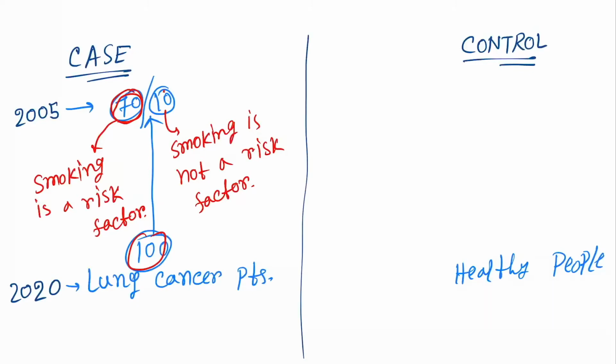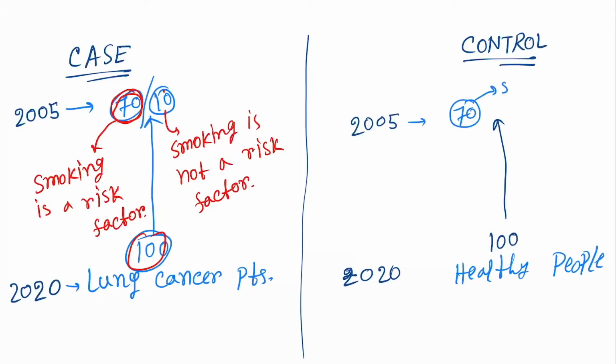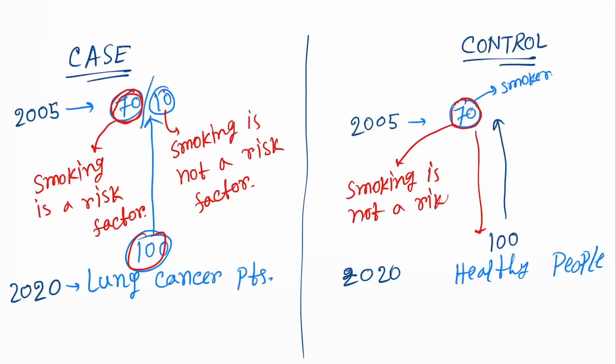Now come to the control. In control, 100 healthy people in 2020, and this is 2005. In 2005 we saw that 70 were smokers. But they are healthy now, so what we can say is smoking is not a risk factor. But if it is 10, then it is a risk factor.